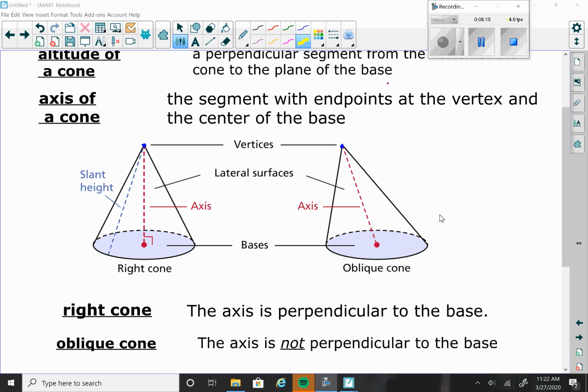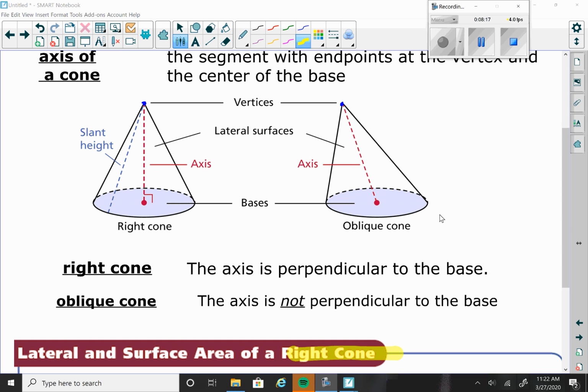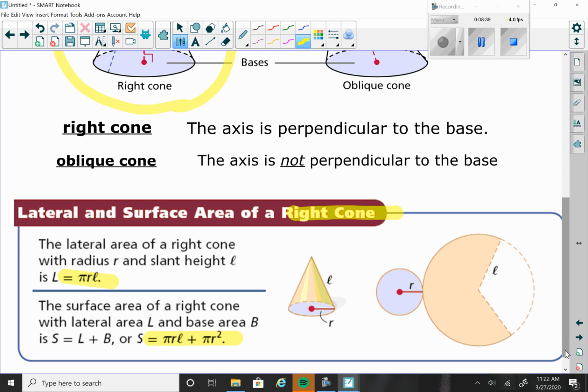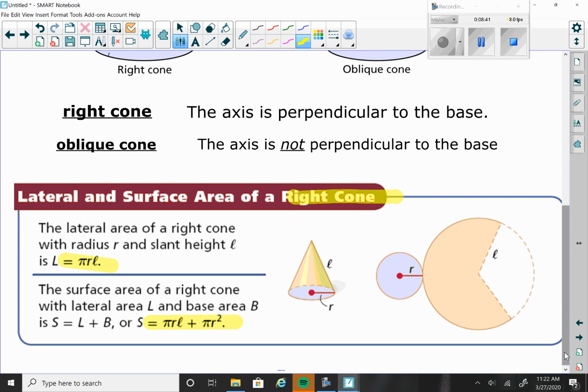So then we also have the difference between a right cone and an oblique cone. You can write these down if you want. You don't have to. In a right cone, the axis is perpendicular to the base. Remember I said those are the ones that we're going to deal with and work on. An oblique cone is when the cone's kind of tilted or slanted, where the axis is not perpendicular to the base. Okay, so again, we're going to focus on the right cones, which is just going to make our life a little bit easier. We do have some formulas to write down.